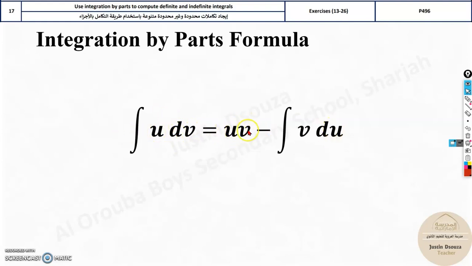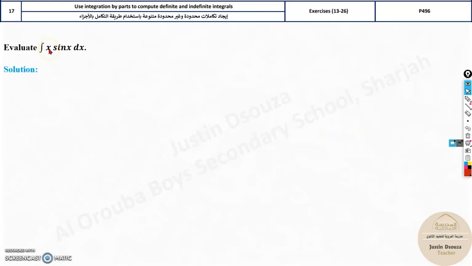Sorry, there is no v term over here. There is u and dv. There is no du; we need to differentiate u to get du. We will look into this. It's very simple. Now you have x into sine x. There is no way you can solve this directly, because it's not a sum, it's not a division. We do not know any formula that can solve this. So we have to use integration by parts.